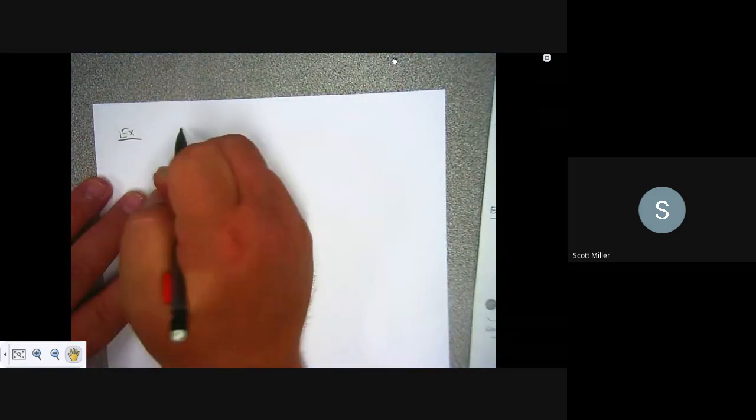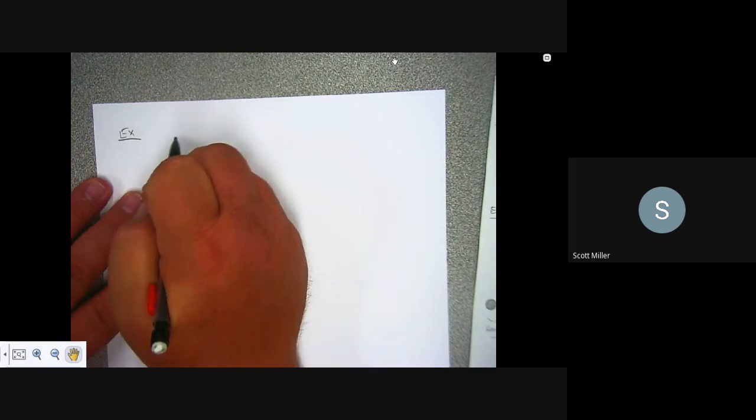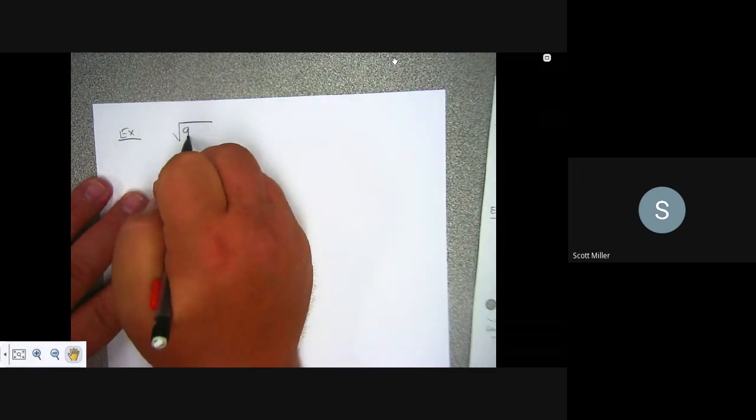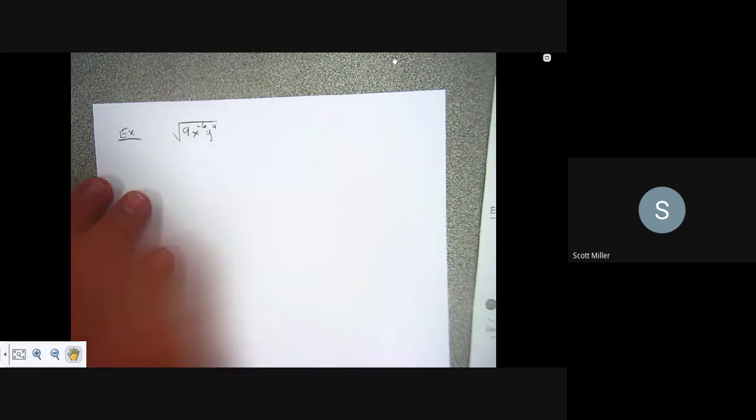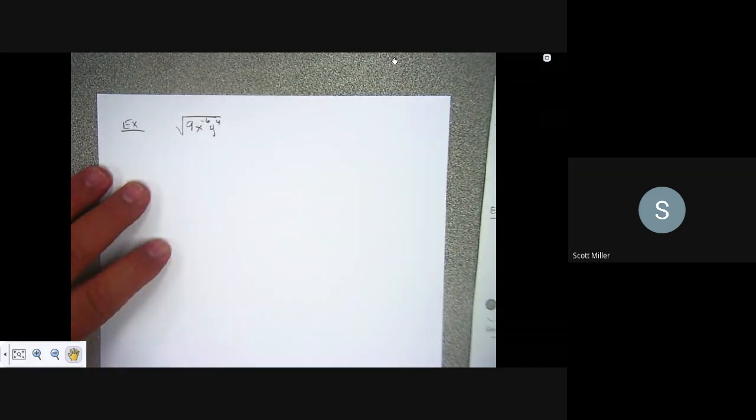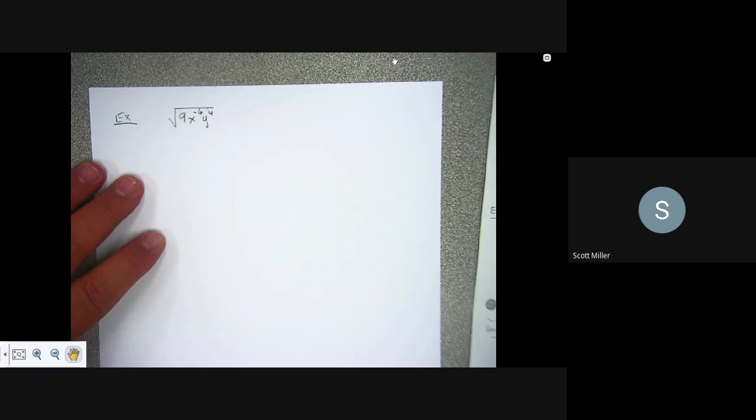So here's an example. I'm going to simplify the square root of 9x to the negative 6, y to the 4th. So like I said, there's several ways to do this. One is I can look at this as all exponent stuff. If I look at it as exponent stuff, hopefully you can see that there is the power rule in here.